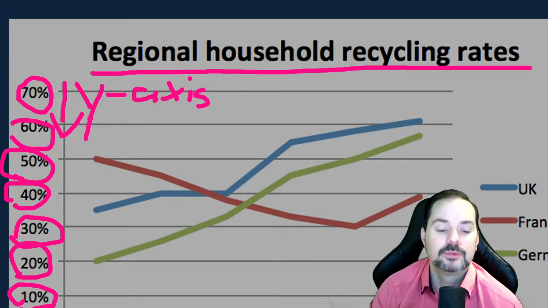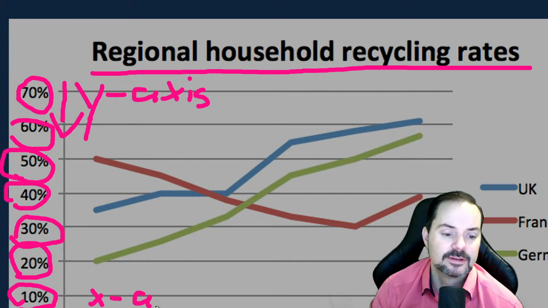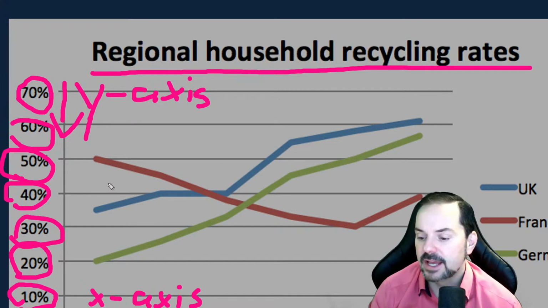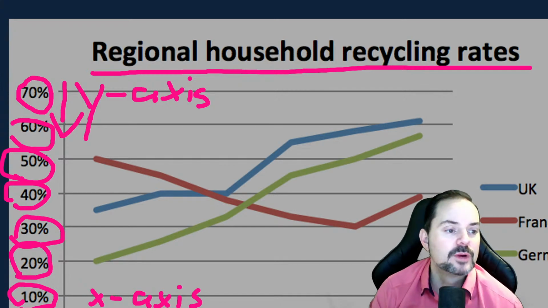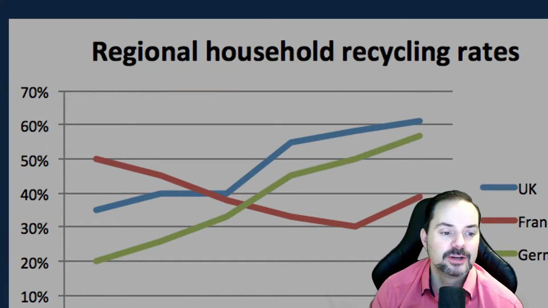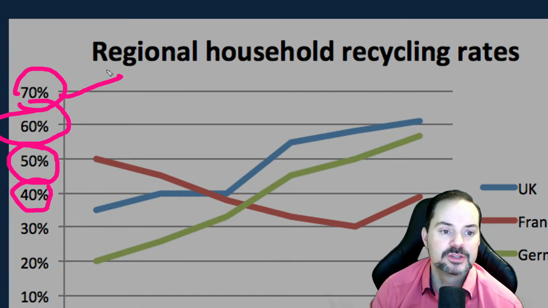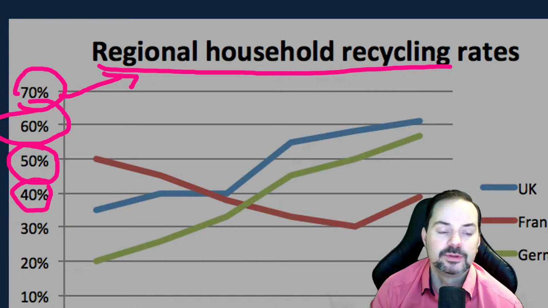Okay. Actually, you won't see it if I write it there. So it's x-axis. Yes, absolutely. So y-axis and x-axis. Okay. The questions will get more and more challenging here. So here we have percents of regional household recycling rates, right? So these are the percents of the regional household recycling rates, and these are the years.